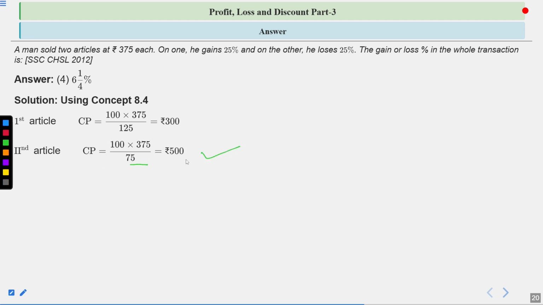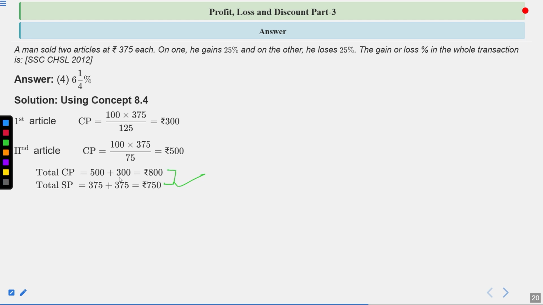Now we have the cost price and we have the selling price. So total cost price is 800 rupees and total selling price, when we add up 375 and 375, we got 750 rupees. So we can clearly see that there is a loss of 50 rupees.